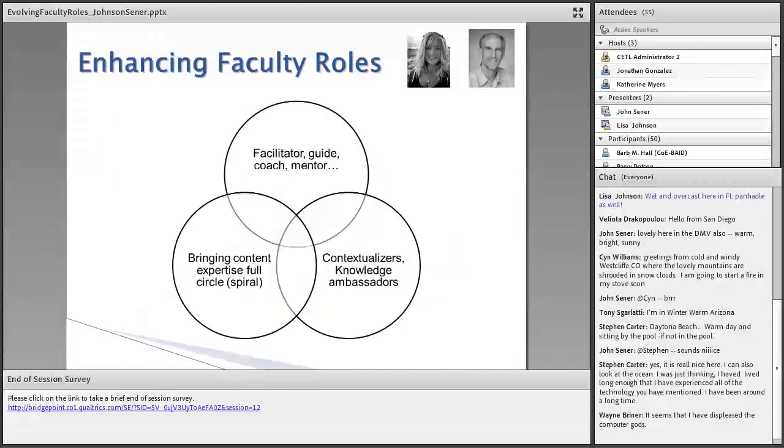So what does this mean for the faculty roles? I think that Lisa and I have had several discussions about this in the course of preparing for this session, and it reminded me of the story that was told about the well-known psychologist B.F. Skinner, who invented a teaching machine back in the 1950s. And when he showed this teaching machine to the public, the press asked him, Dr. Skinner, is this machine designed to replace teachers? And he responded as follows.